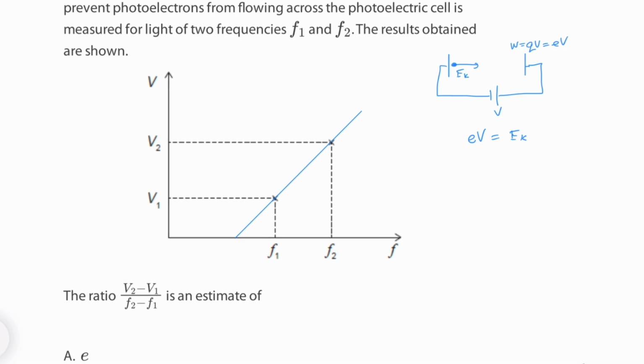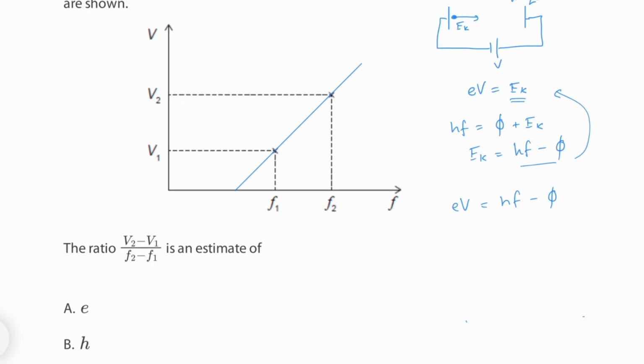Let's do the photoelectric effect equation, and that is hf equals work function plus kinetic energy. We're going to rearrange that for kinetic energy: Ek equals hf minus the work function. So instead of putting Ek here, we're going to put this into there. So eV equals hf minus the work function. Let's take a look at that. I'm going to just divide both sides by e. So we've got V equals hf over e minus the work function over e.